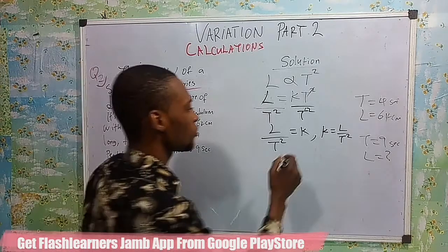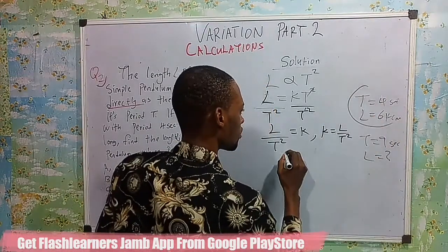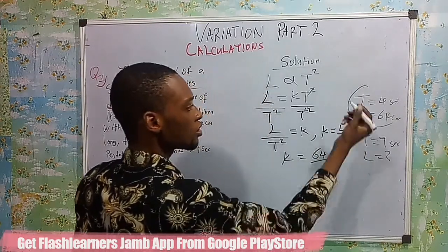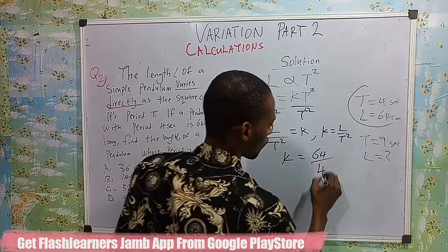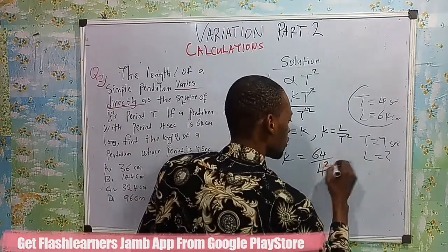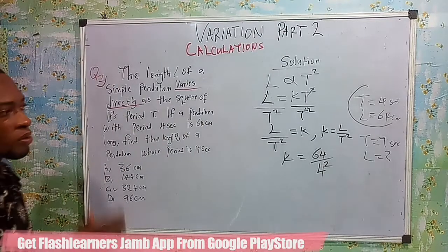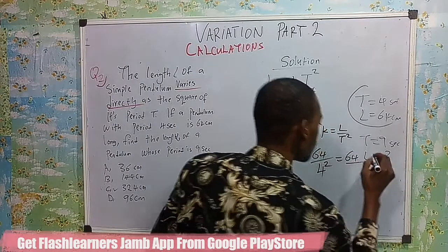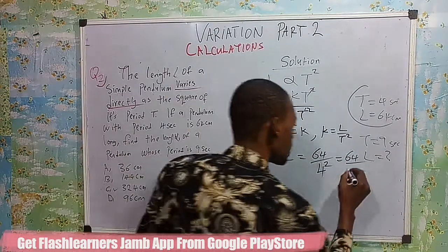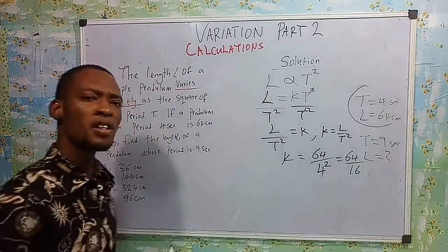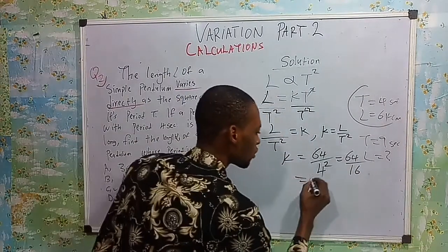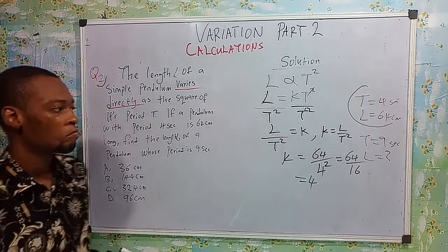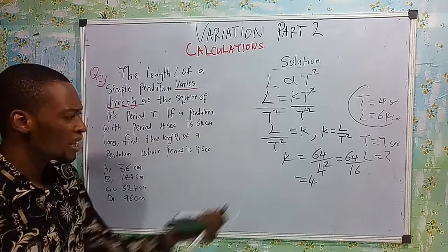Okay, so from the first statement we are told that L is 64 and T is 4. So therefore T squared is 4 squared, which is 16. So k equals 64 over 16. 64 divided by 16 should give you 4. So anytime you are solving and you are not with a calculator, you can break things down.